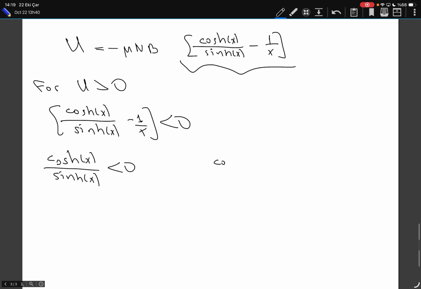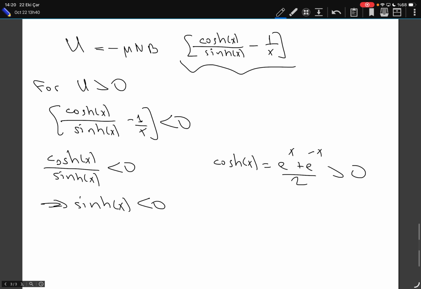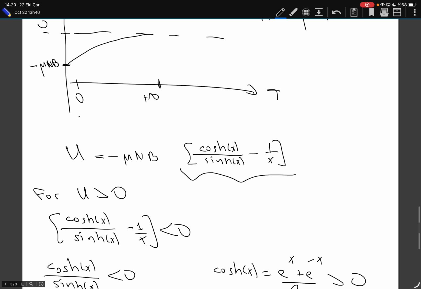Well, cosine hyperbolic x, which is e to power x plus e to power minus x over 2, is always positive. So I want sine hyperbolic x to be negative. And remember, sine hyperbolic x is e to power x minus e to power minus x over 2. For this to be negative, I need to have x less than 0. Only if x is less than 0, I might have u positive.